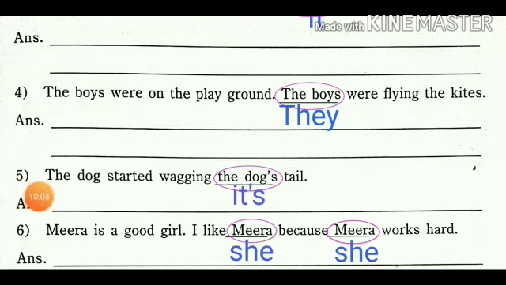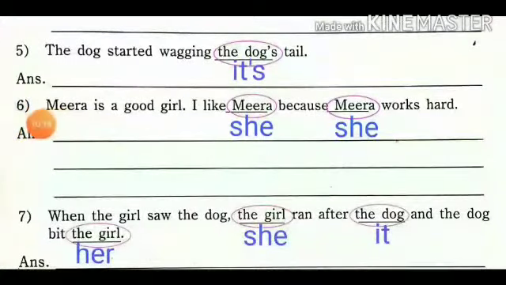Fifth number: the dog started wagging its tail. So instead of the dog we are using here it. So that sentence you want to write on the line again. Then: Meera is a good girl, I like her because she works hard. So that sentence you want to write. Meera is a noun, and instead of that noun we have used the suitable pronoun she, and here also she.